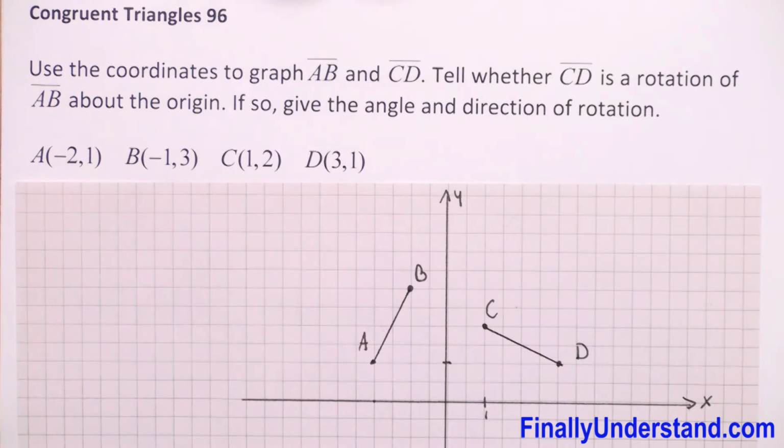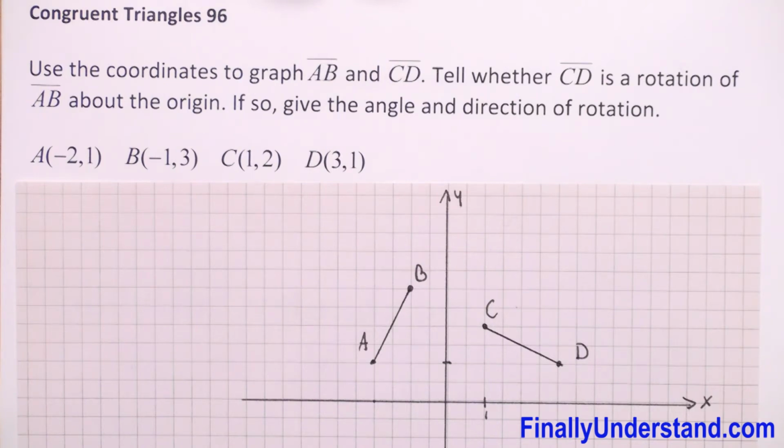We know that rotation turns a figure about a fixed point, called the center of rotation. And we know that translations, reflections and rotations are three types of congruence transformation. A congruent transformation changes the position of the figure without changing its size or shape. We have to tell whether CD segment is a rotation of AB about the origin.